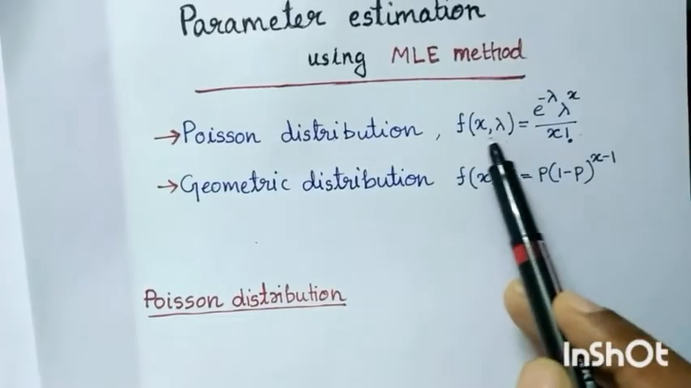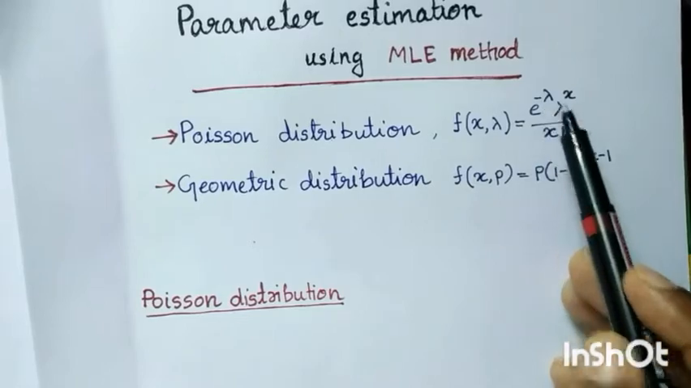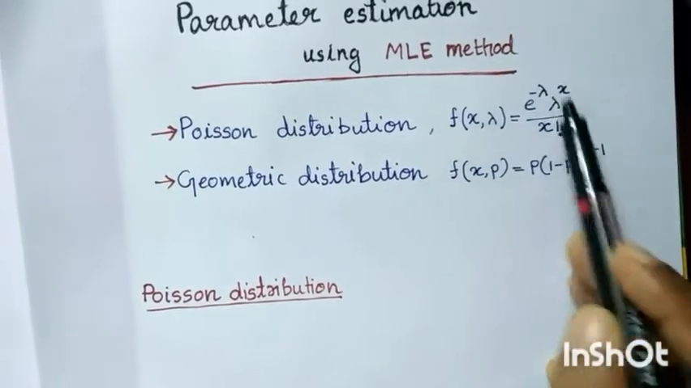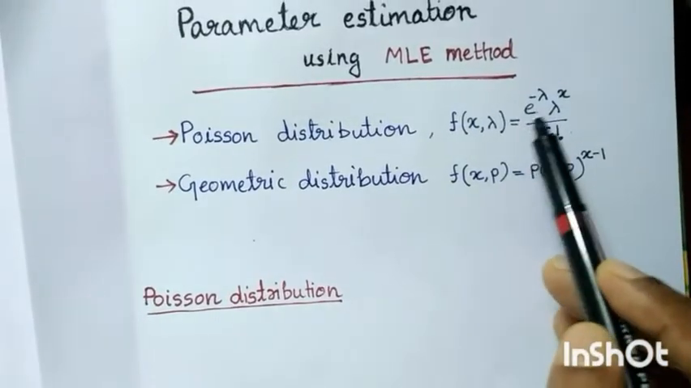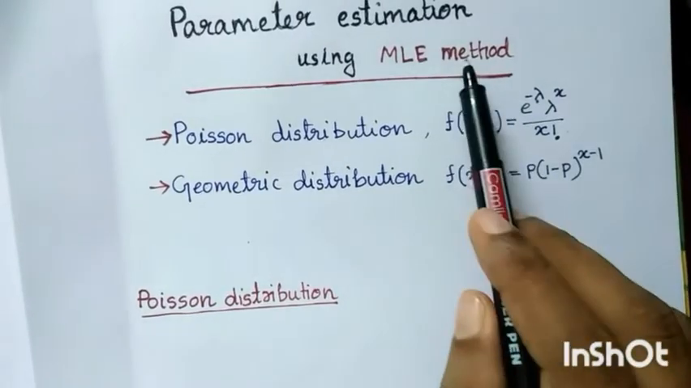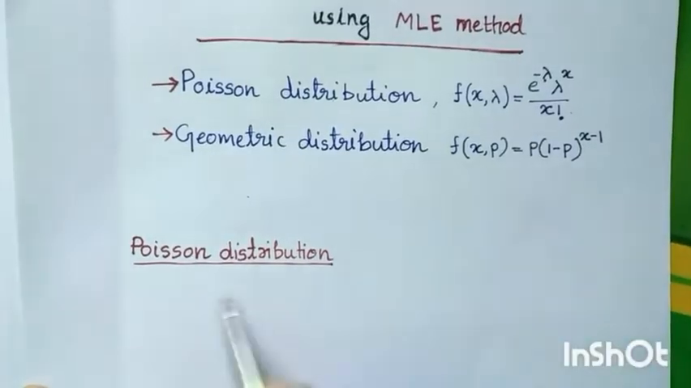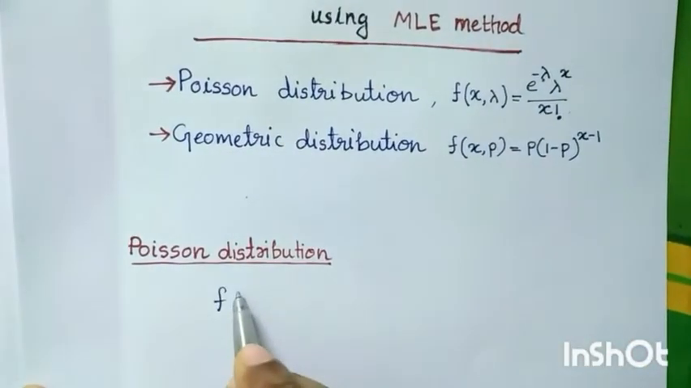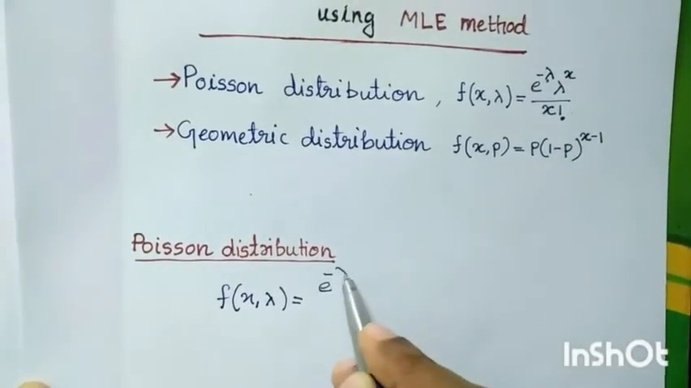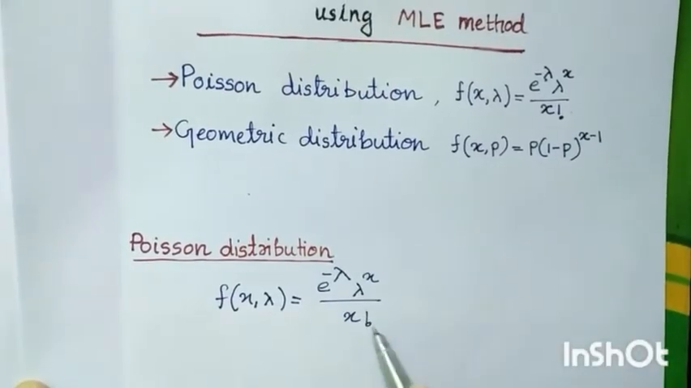This is the Poisson distribution function, f of x comma lambda is equal to e raised to minus lambda into lambda raised to x divided by x factorial. So this is the Poisson distribution. We have to find the parameter lambda of this function using the MLE method. Okay. So first of all, write the given probability distribution function, that is f of x comma lambda is equal to e raised to minus lambda into lambda raised to x divided by x factorial.